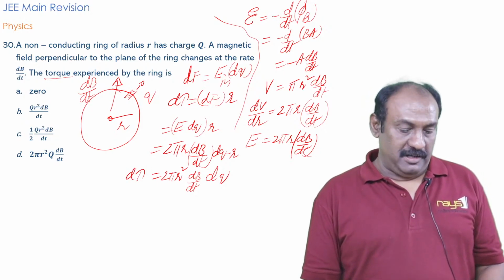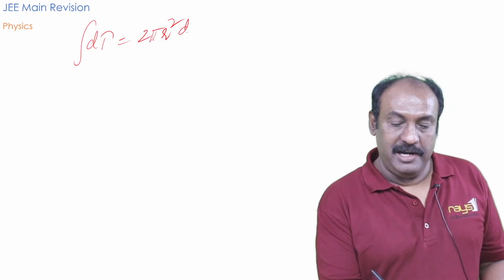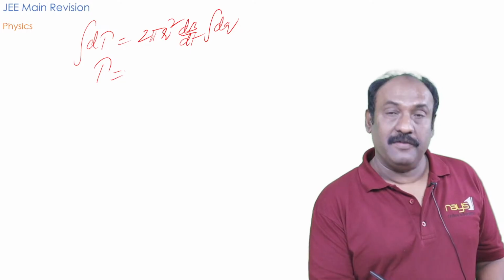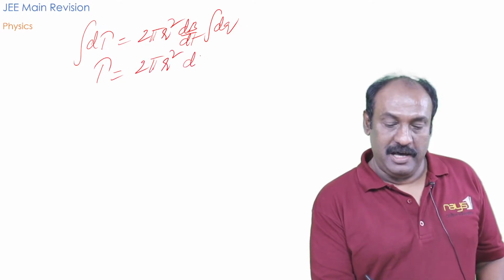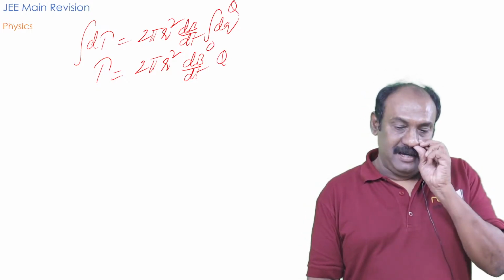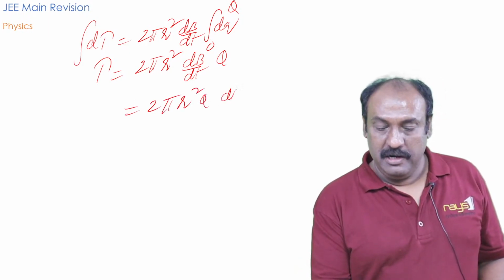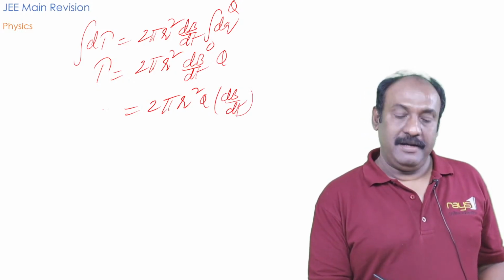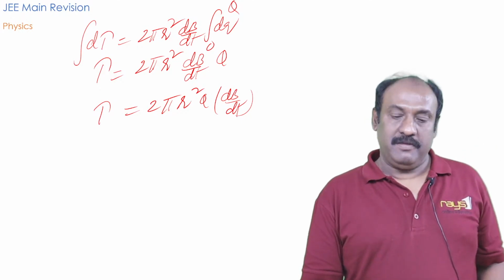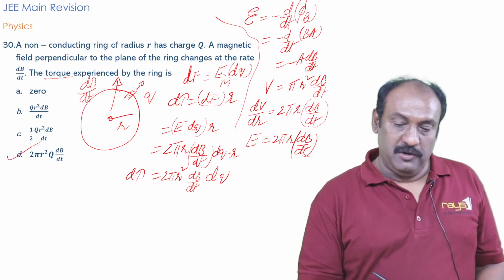So what is the net torque on the ring? The net torque is d tau equal to 2 pi r square into dB by dt into the integral of dq. Therefore the net torque on the ring is 2 pi r square dB by dt into q, integrating from 0 to q, where the charge given to the ring is q. So 2 pi r square q into dB by dt is the net torque acting on the ring when the charge distributed on it is q. So the answer for this question is 2 pi r square q into dB by dt.